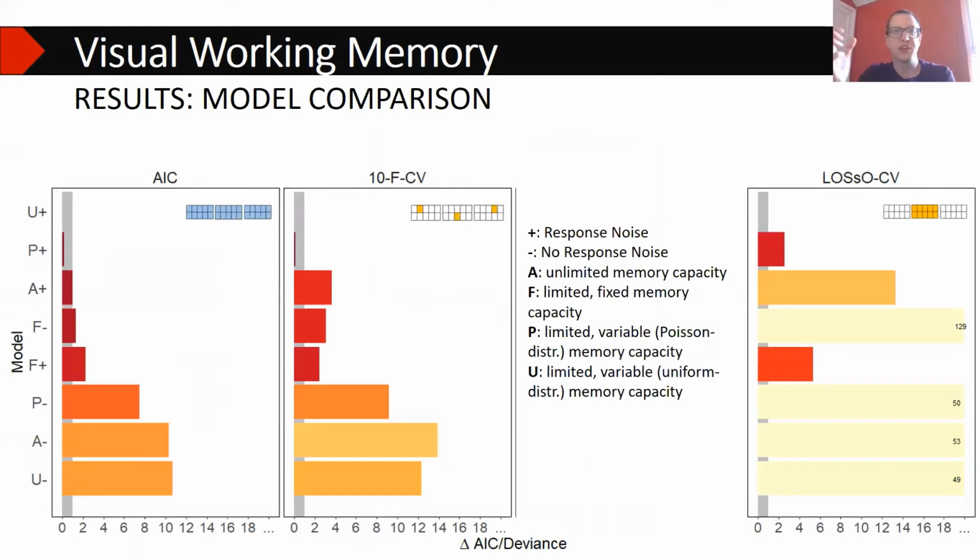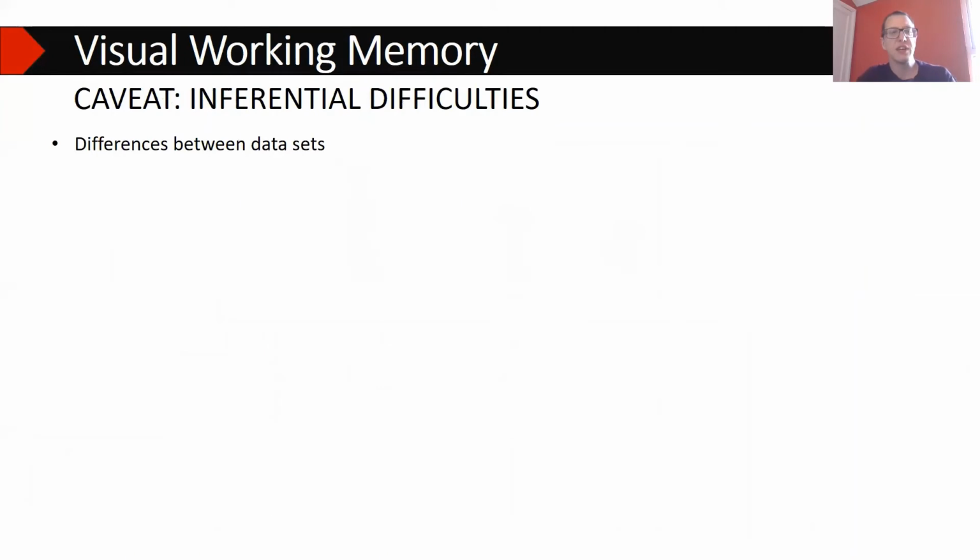So what conclusions can we draw preliminarily? Response noise seems to matter. Memory capacity, not really. And if it does, well, the differences are very, very minor. And this is a problem as we come to trying to draw inferences about the theoretical mechanisms, because while this data looks reasonably clean and you might want to interpret it, actually there are a few issues you might want to consider first. Number one is that there are large differences between data sets.